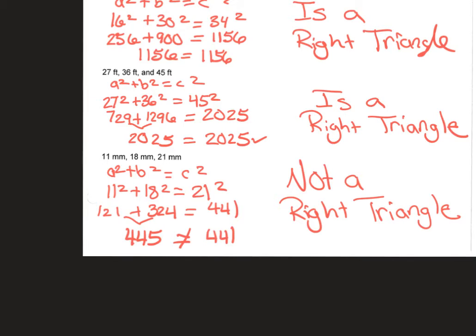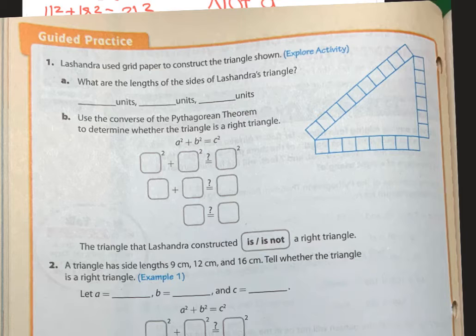Guided practice is going to be on page 384, so go ahead and open your workbooks. Again, make sure you're on page 384. That's where we're going to start our guided practice. 384. LaShondra uses grid paper to construct triangles shown. What are the lengths of the side of LaShonda's triangle? So let's go ahead and count on the graph paper here.